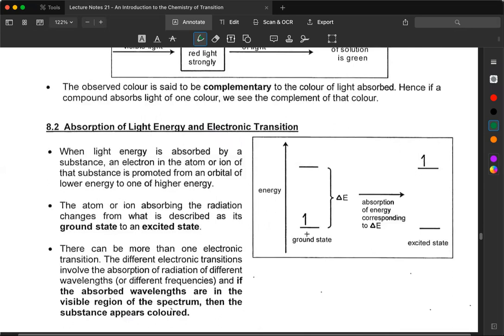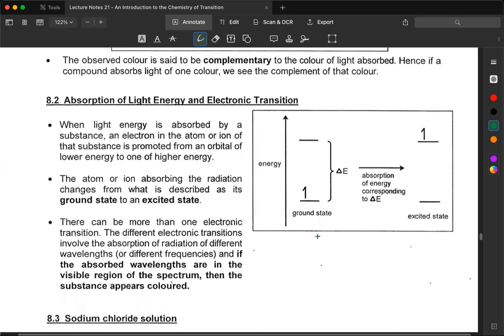When light energy is absorbed by a substance, the electron in the atom or ion will be promoted from an orbital of a lower energy to a higher energy level. So the atom or ion absorbing this radiation changes from what is described as the ground state to the excited state. There can be more than one electronic transition. So the different transitions involve the absorption of radiation of different wavelengths. And if the absorbed wavelengths are in the visible light spectrum, then the substance will appear colored.